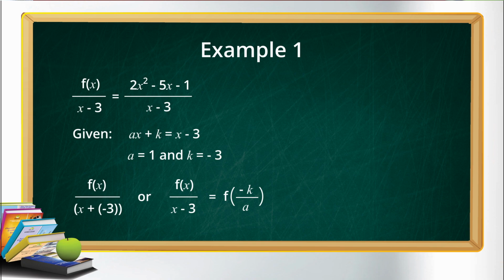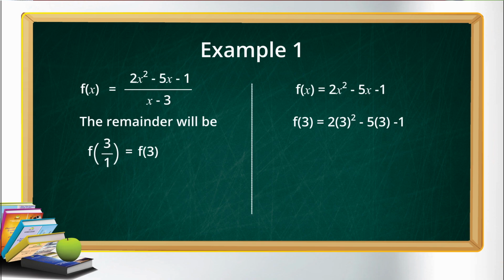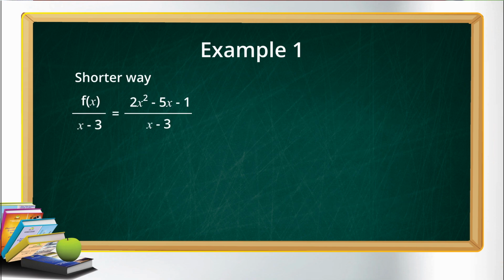Let's do the calculation. In the function, replace every x with 3. This gives 18 minus 15 minus 1, which is equal to 2. The remainder will be 2. I hope you are still following.